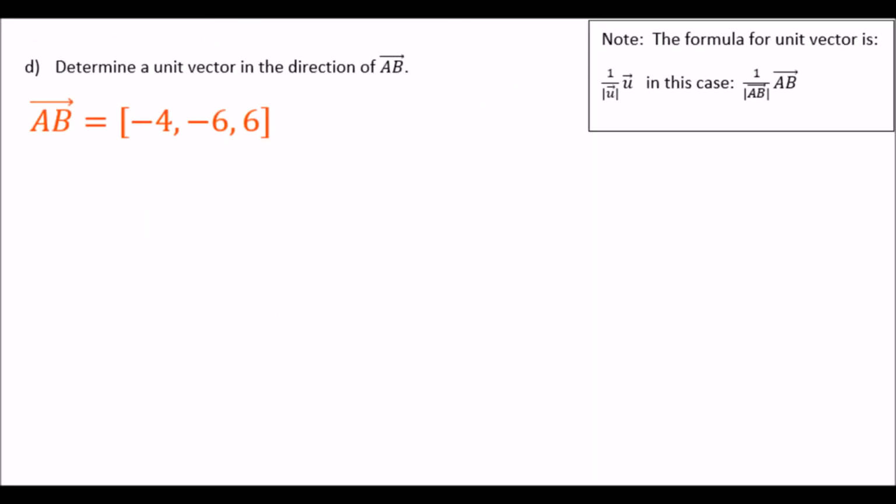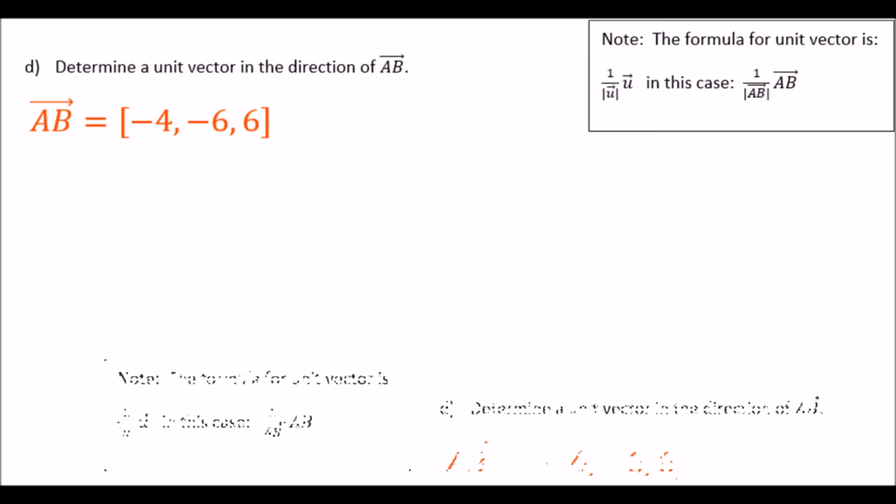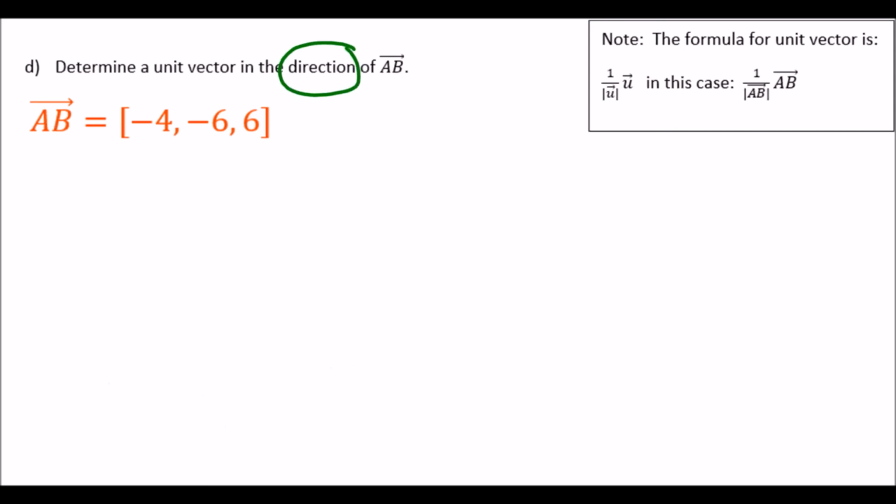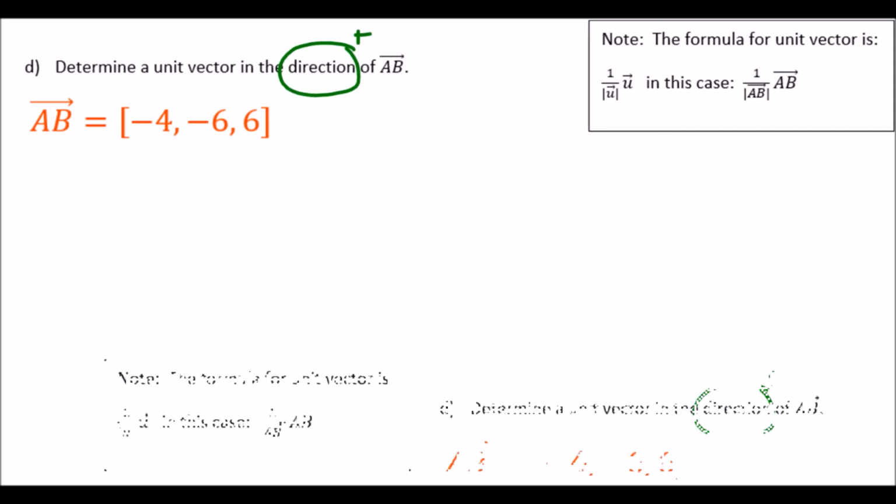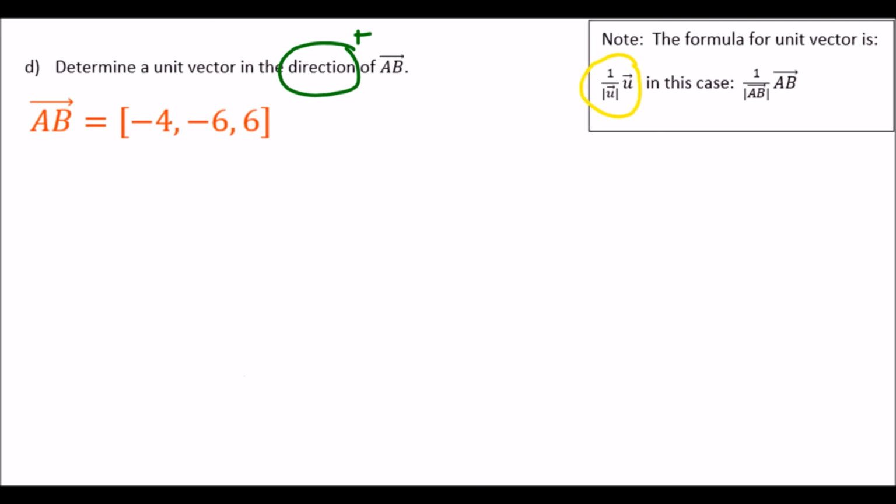The last part of the examples is to determine the unit vector in the direction of AB. Since it's in the direction of AB, so direction, that means I'm going to do the positive unit vector. If it was in the opposite direction of AB, then I'd use the negative direction vector, or unit vector, sorry. So here we go. And by the way, the formula for this, I already wrote this out in a previous lesson, I believe, but the formula for a unit vector is 1 over magnitude of u times vector u.